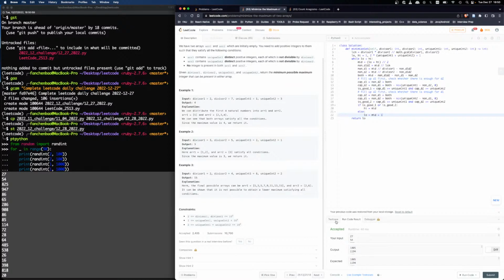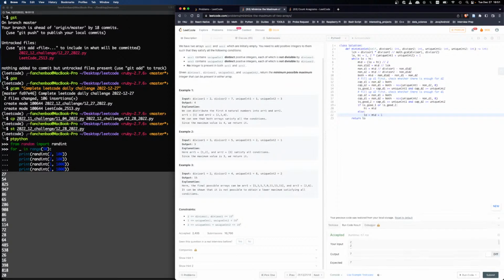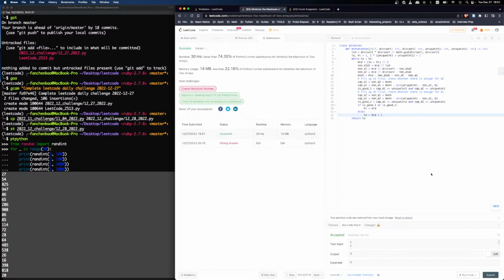You want an edge case? Yes, I do want an edge case. 2, 2. 2, 2, 2, 2. How about this kind of edge case? Or maybe 1, 1. 1 and 1. Take the smallest possible. Yep. Let's go. Come on. That's it.